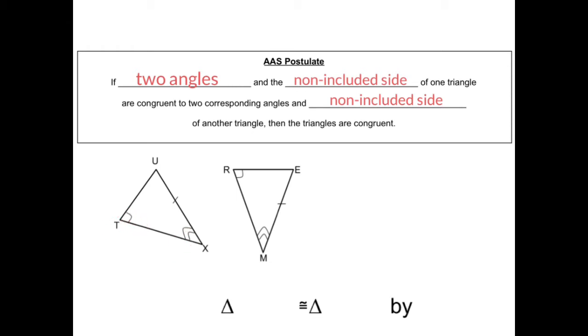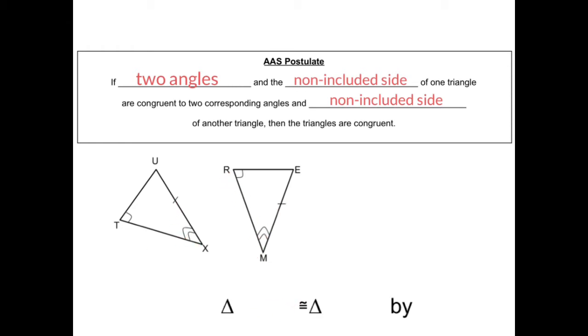So we have two angles and then we have a side that's not included, and notice its relationship to where the other angles are. So we can't have this one labeled as congruent to this one over here because it's not matching the location or its relationship with its angles as far as corresponding sides. So in this case, this side TX would be the included side, but we're looking for the non-included. So angle, angle, side, angle, angle, side.